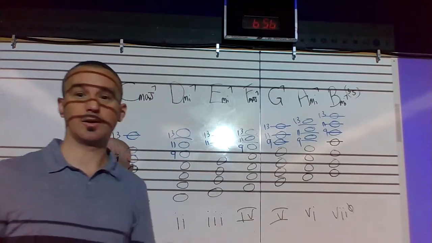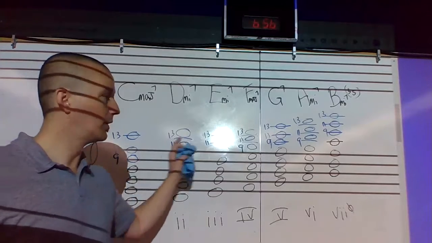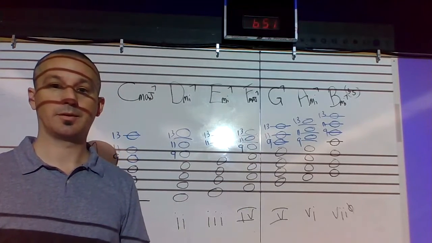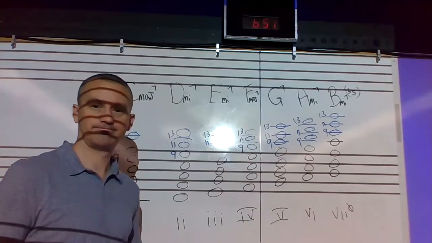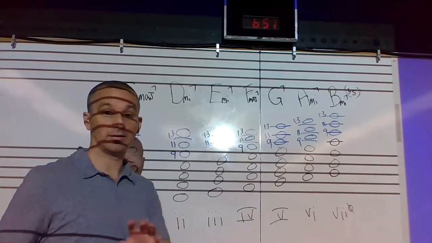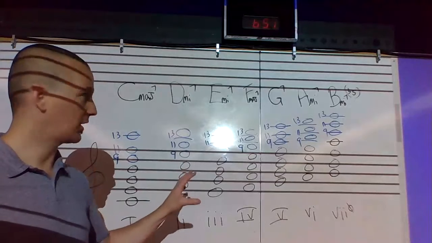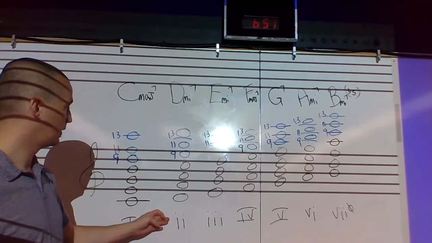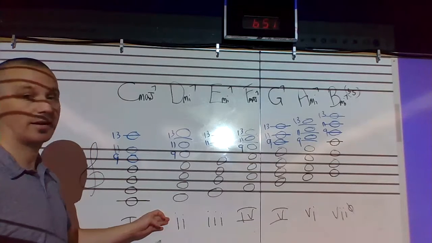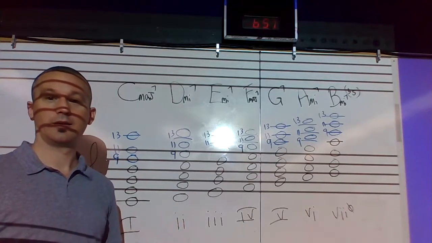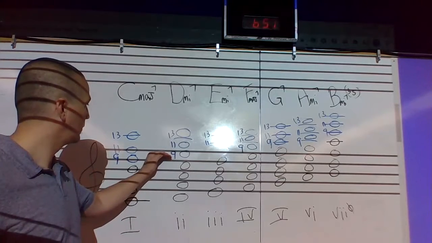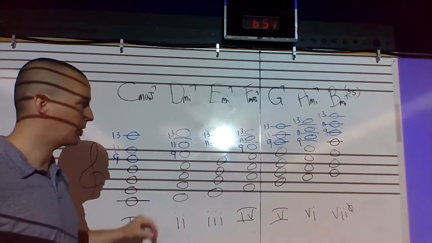Okay, pause this video and go through and try and take out all of the flat 9s on minor chords. Okay, so now that you've done that, let's check your work. So here's a minor chord. The flat 9, well, let's think about the 9. The 9 would be an E. We have an E. We can keep that.